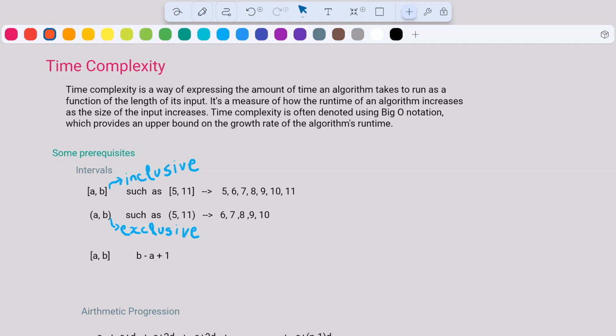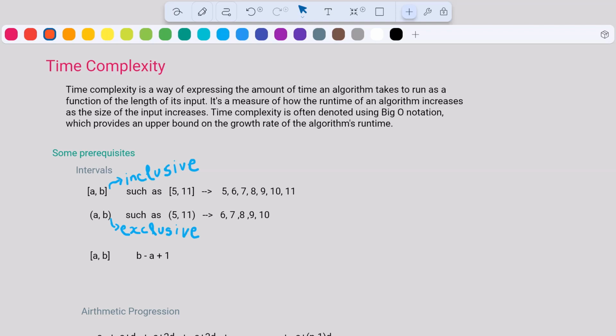So learners, we're going to learn time complexity and space complexity in this video, and how to calculate them. First of all, what is time complexity? Time complexity is just a way of expressing the amount of time an algorithm takes to run.